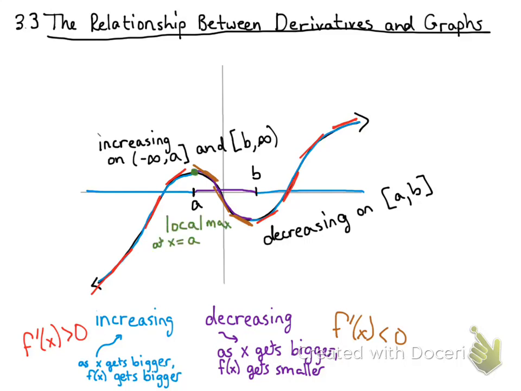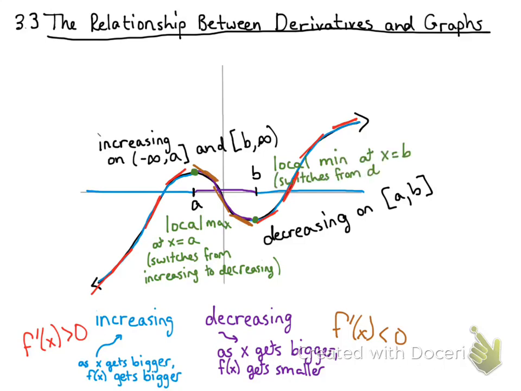Notice that there's a local maximum here at x equals a. The highest point in the vicinity is at x equals a, and that happens because the graph has been increasing but then starts to decrease. So the highest it gets in that area is at x equals a. So a local maximum occurs when the graph switches from increasing to decreasing, or positive derivative to negative derivative. In the same way, we have a local minimum here at x equals b, and that happens when the graph switches from decreasing to increasing.